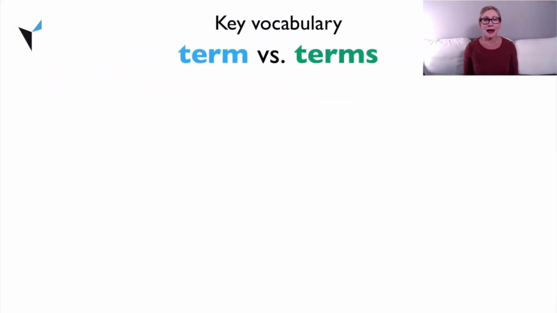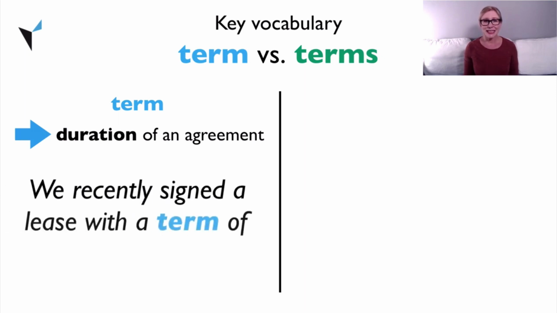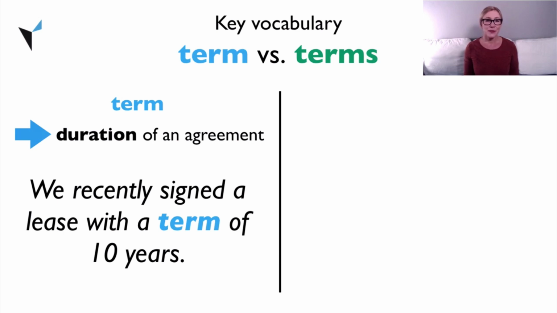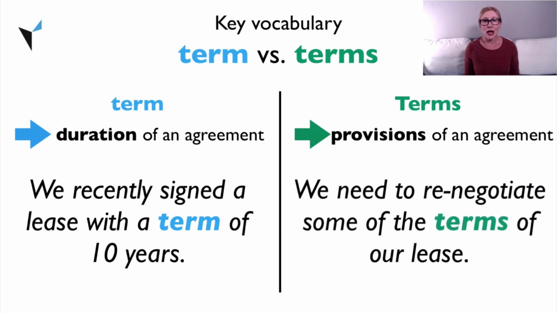We'll start with the difference between term and terms. Term in the singular form usually refers to the duration of an agreement. Example: we recently signed a lease with a term of 10 years. Terms in the plural form typically refers to the provisions contained in an agreement. Example: we need to renegotiate some of the terms of our lease.